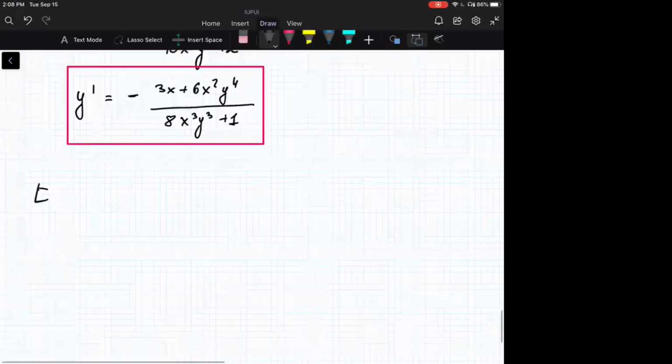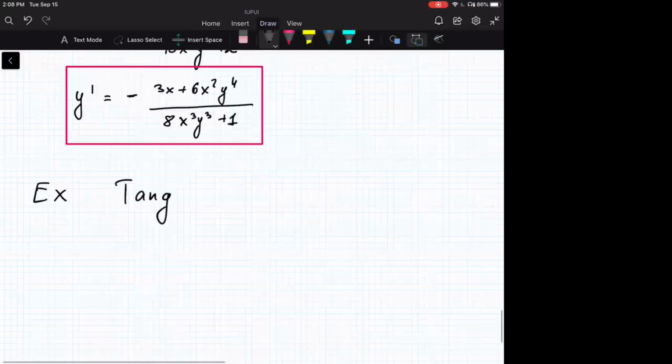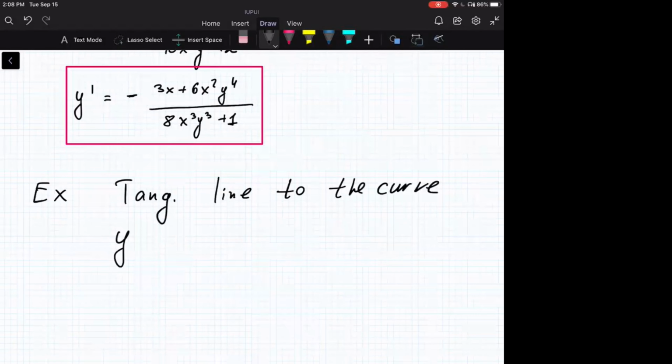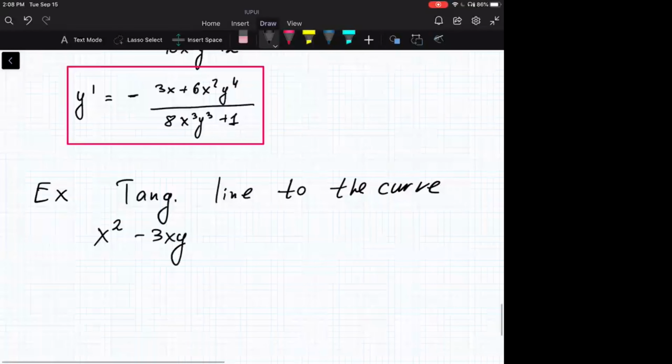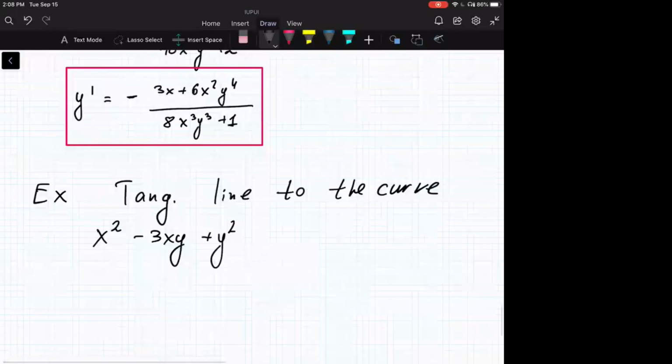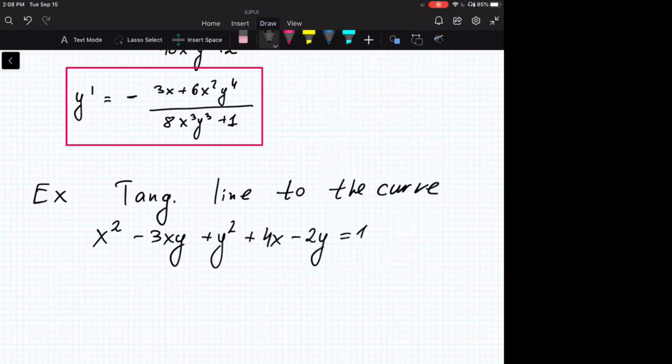So now you can use this technique to solve problems that contain the slope of the tangent line. So what is the tangent line to the curve x squared minus 3xy plus y squared plus 4x minus 2y is equal to 1 at point (1, 4)?